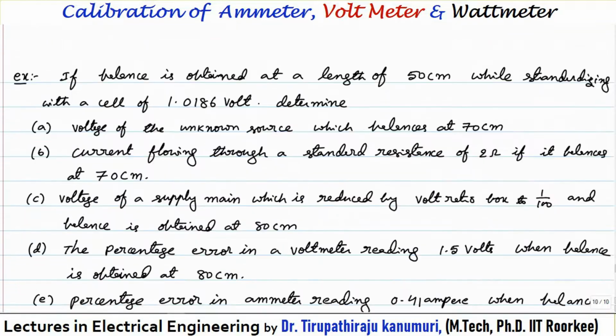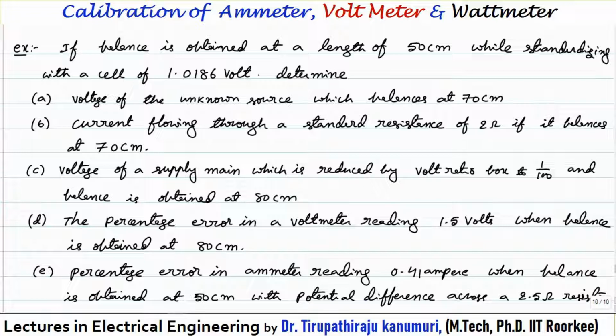So let us take one example to understand the complete concept of DC potentiometers discussed till now. One numerical, I am covering all the topics. If balance is obtained at a length of 50 centimeters while standardizing with a cell of 1.0186 volts. It is mentioned there that for measuring the voltage of the 1.0186 volt standard cell, the balance is obtained at 50 centimeters of the potentiometer. Getting it? So now it is asked: what is the voltage of the unknown source which balances at 70 centimeters?